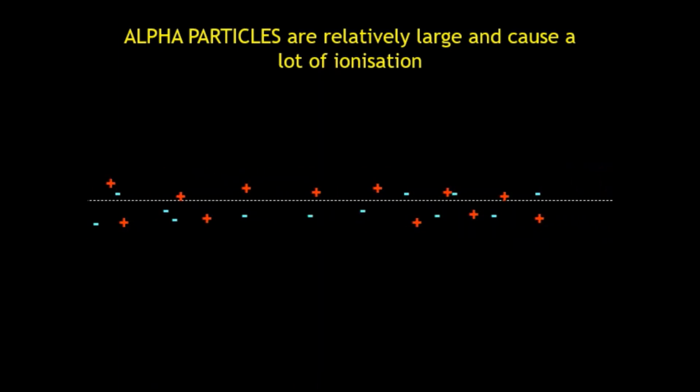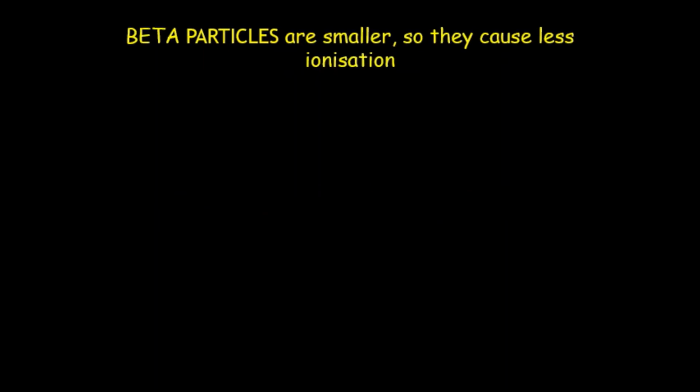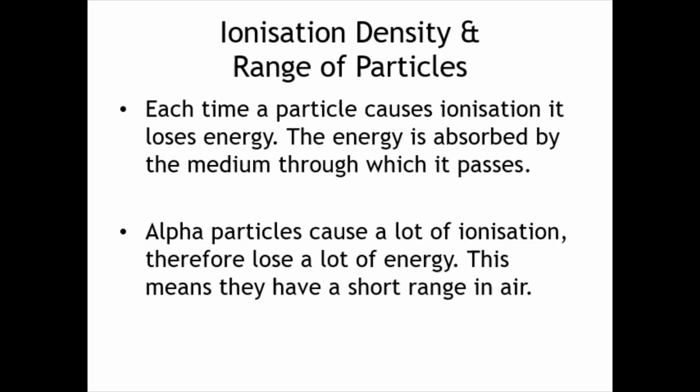So there's an alpha particle ionizing the air as it goes through, creating positive and negative charges, adding or removing electrons. Here's our beta particle doing a bit less ionization. Here's our gamma radiation moving faster, doing less. Each time a particle causes ionization, it loses energy as it's absorbed.